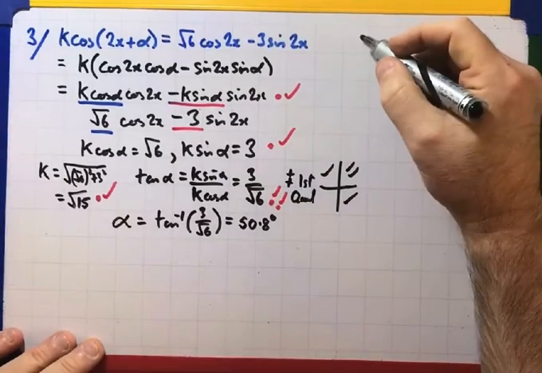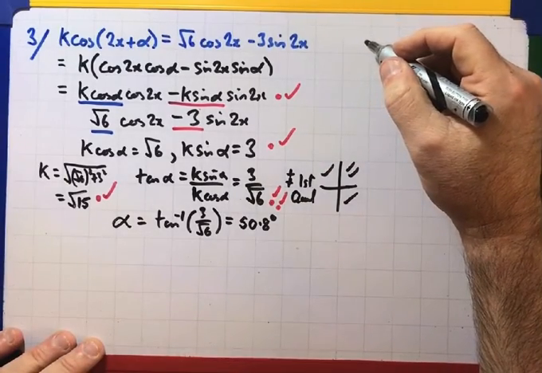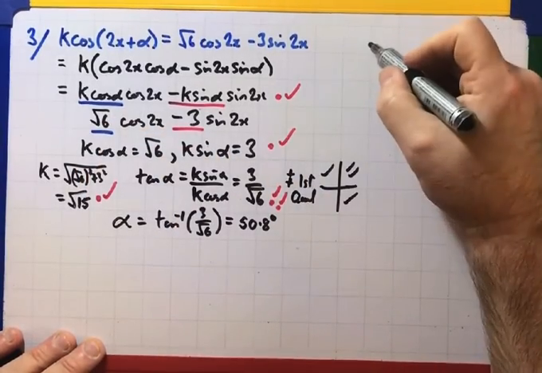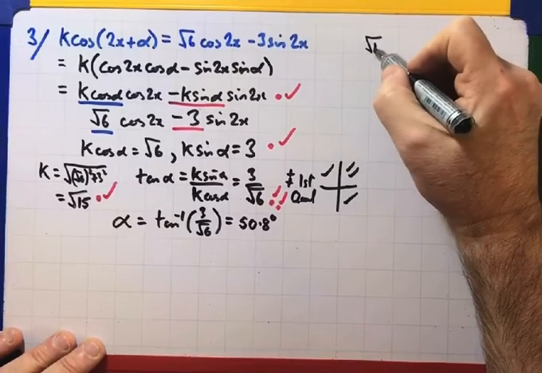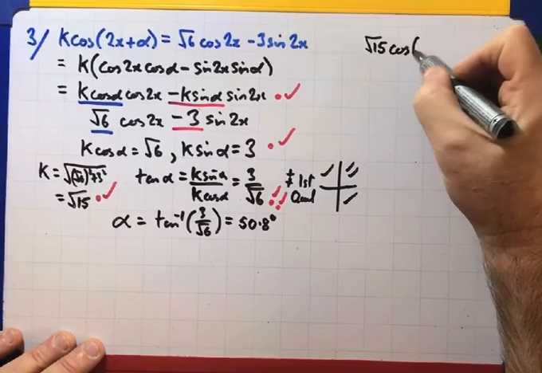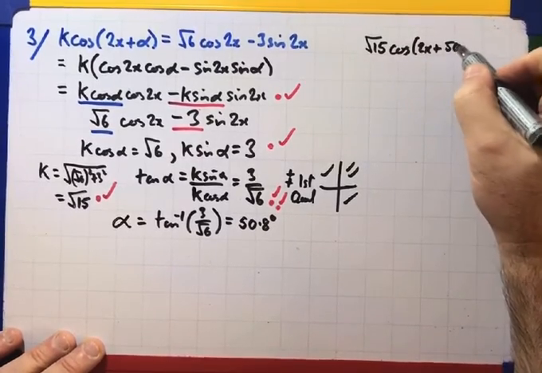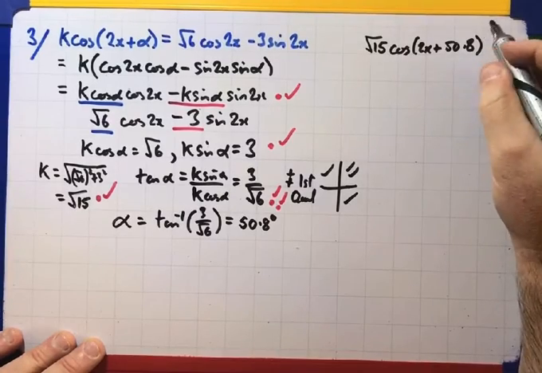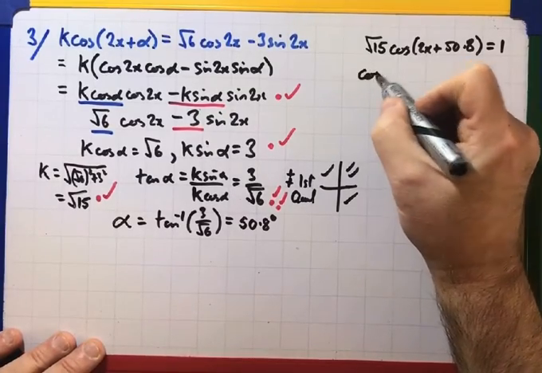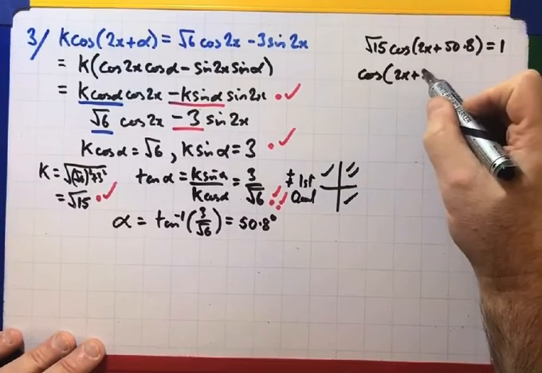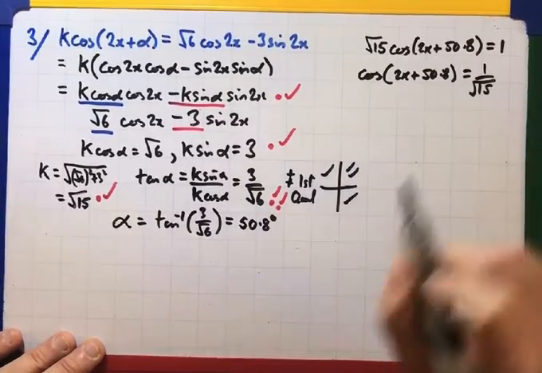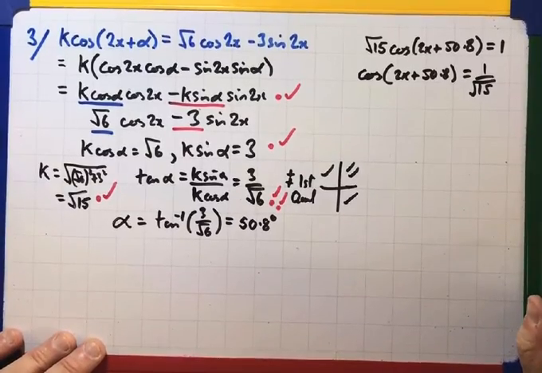Right, B. I think, did they say hence or otherwise? I can't remember. But anyway, whichever way, you use that. So we've got root 15 cos of 2x plus 50.8 is equal to 1. So cos of 2x plus 50.8 is equal to 1 over root 15. Yeah, okay.